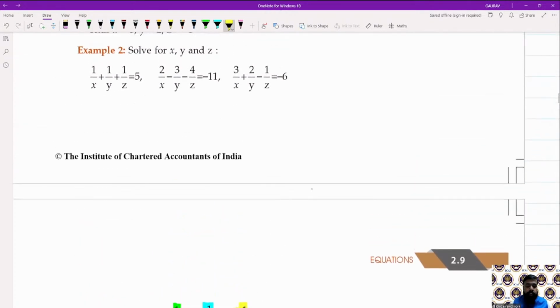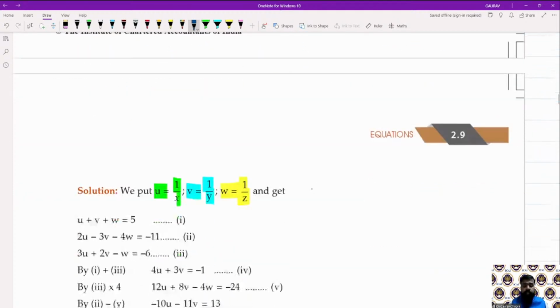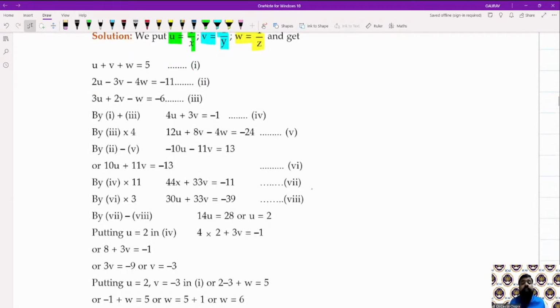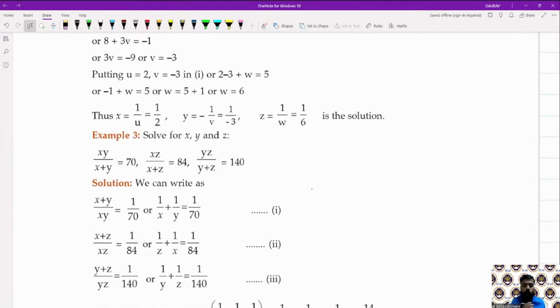So what we can write, 1 by x is u. So the first equation will become u plus v plus w is equal to 5. Second equation will be 2u minus 3v minus 4w is equal to minus 11. And third equation will be 3u plus 2v minus w is equal to minus 6. So in this way, we can easily convert the equations. But if we are doing it with the options, we can directly put the values, no need to convert, and easily get the result. Okay, so always it is better to solve using the options.